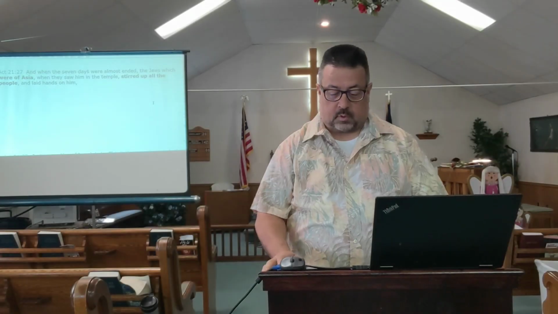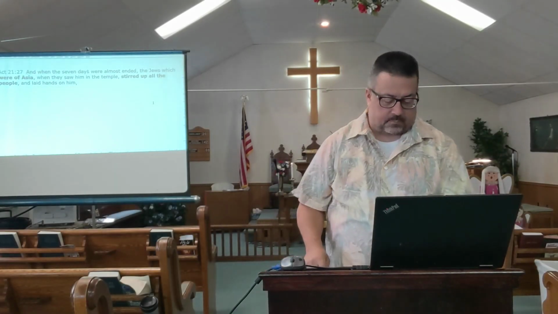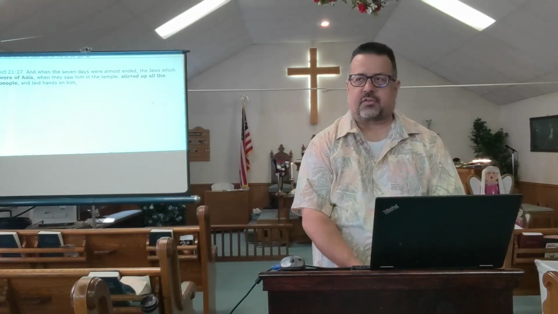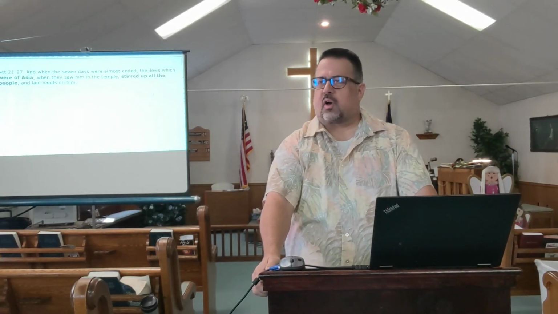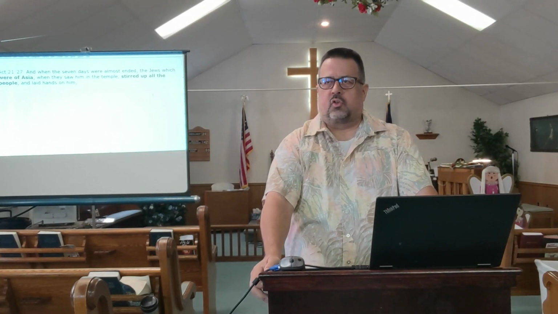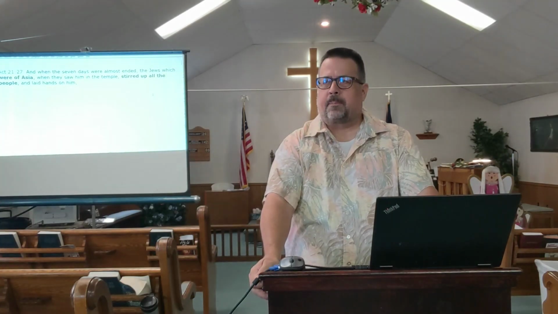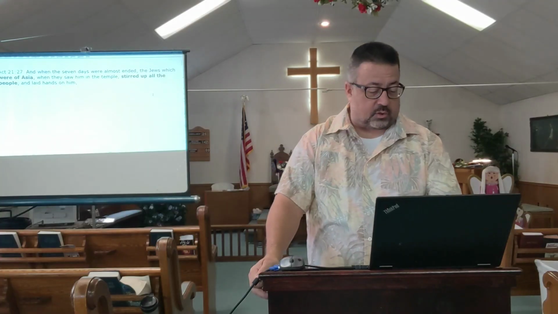We are continuing our study in the book of Acts. We worked our way up to chapter 21. And today's scripture involves the temple. So I thought as we start here, we'd like to show some pictures of the temple so we can get the temple in our mind as we talk about these things. So let's just take a peek here.